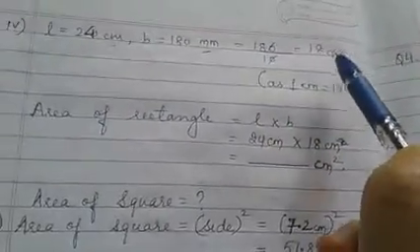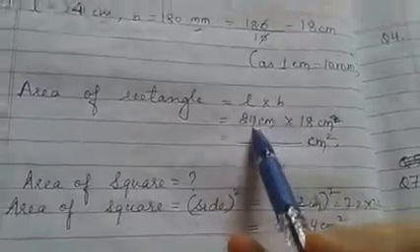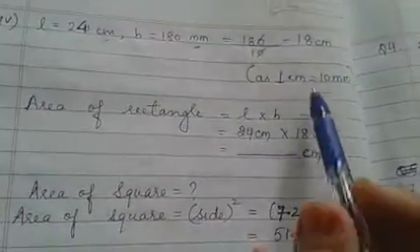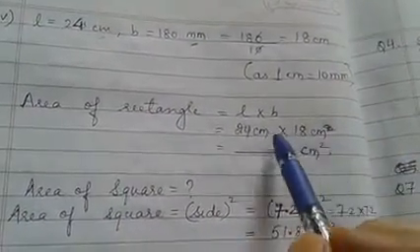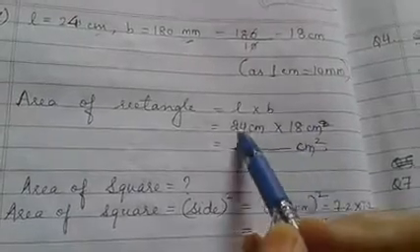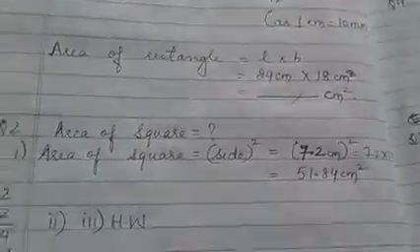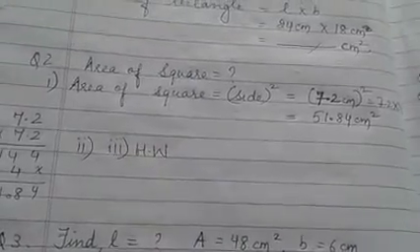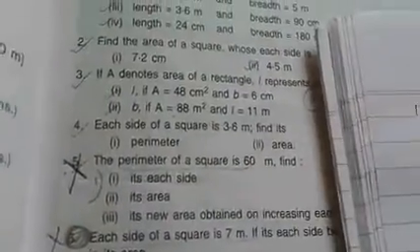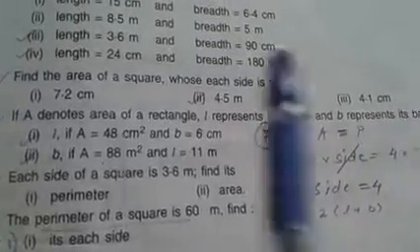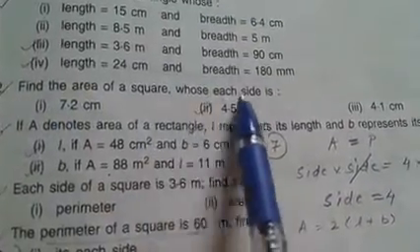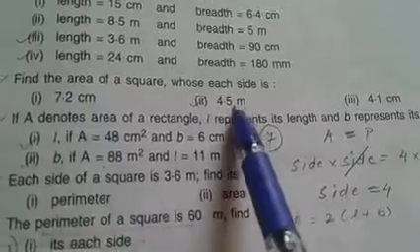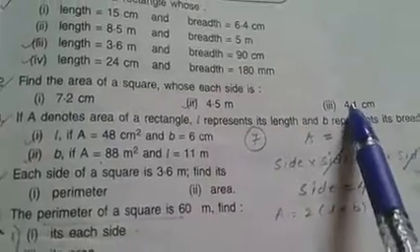Okay. So area of rectangle, length into breadth. So I have 24 centimeter multiplied by breadth 18 centimeter, centimeter square. 24 into 18, you do it. Now question number 2, find the area of a square. You can see the question here. Find the area of a square whose each side is 7.2 centimeter, 4.5 meter and 4.5 centimeter.